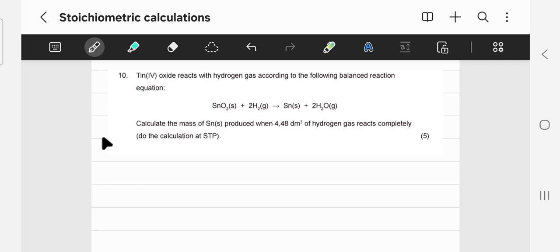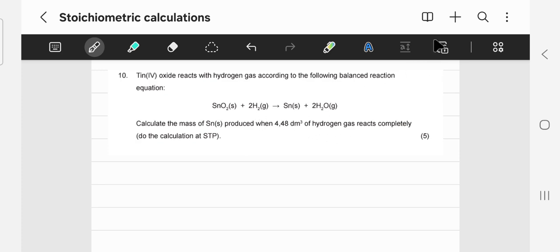Now our instruction here says that we have to calculate the mass of tin, Sn is tin, produced when 4,48 dm cubed of hydrogen gas reacts completely. Do the calculation at STP. So we're doing these calculations under standard temperature and pressure. And once you see this STP guys, then you know that the formula that you want to be making use of is that of n is equal to V over Vm, but we'll have to find out when it is that we are going to be using that formula.